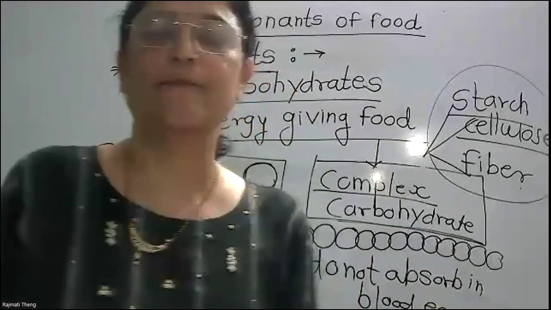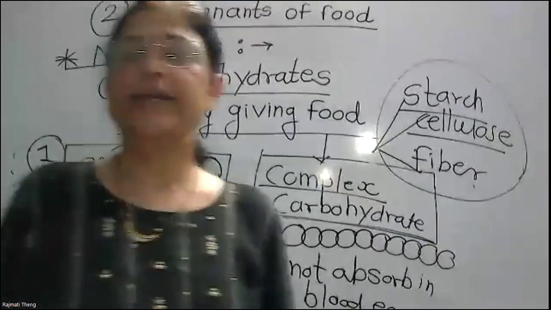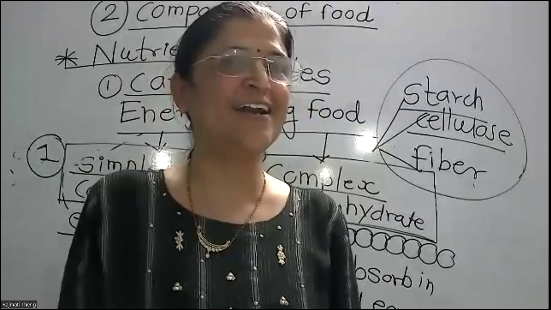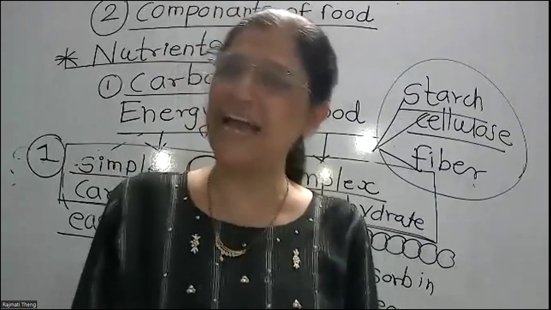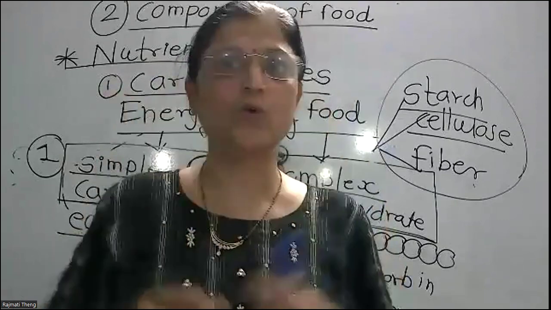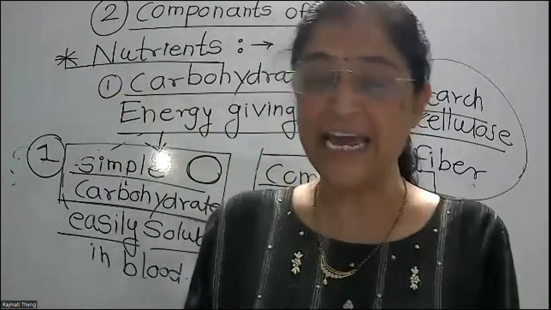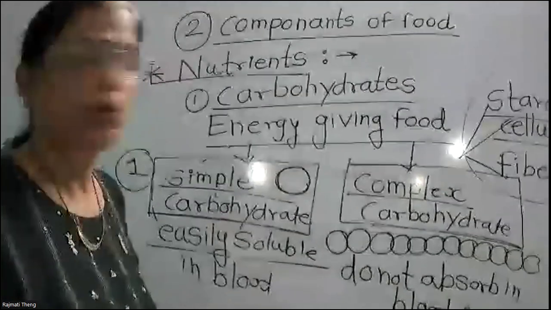Let me repeat again. Are you able to see the board? First one, how many types of carbohydrate? Two. Carbohydrate is called energy giving food. What is carbohydrate called? Energy giving food. It is also called staple food. How many types of carbohydrate are there? Two types.